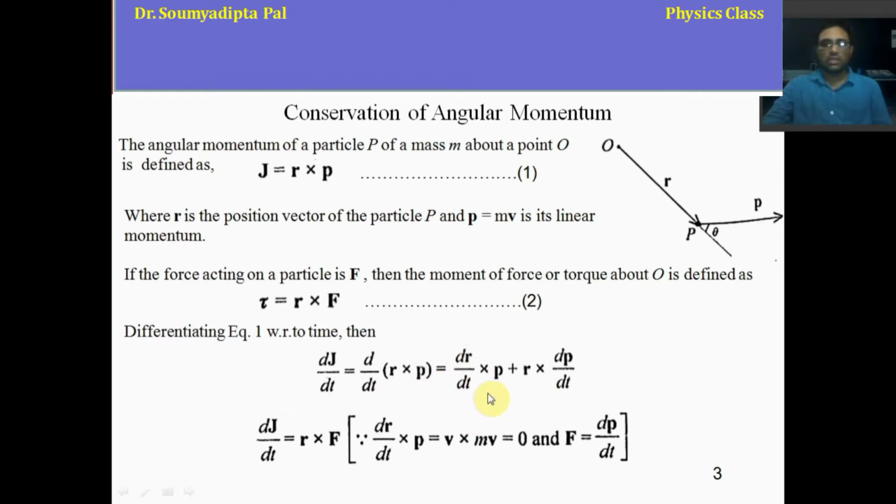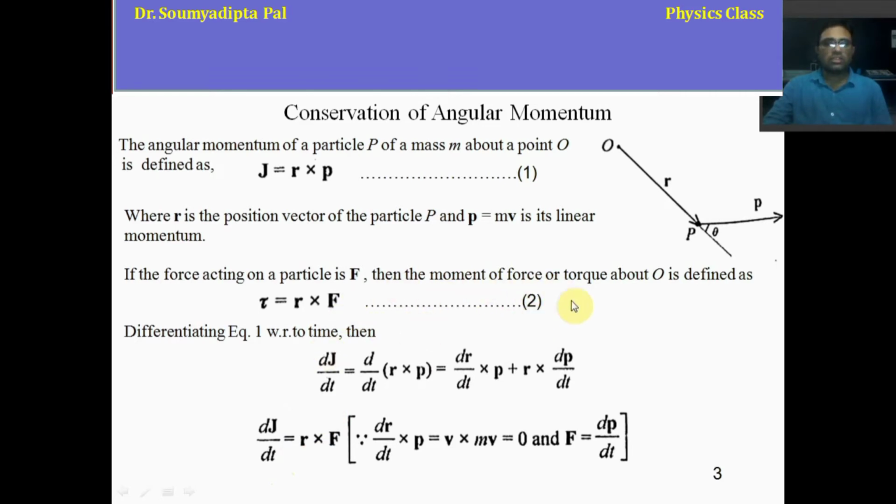So this is v. Now inside this p there will be v, because p equals mv. So v cross v, where m is a scalar quantity. This cross product is of the same vector quantity, the velocity, v cross v, and that gives 0. So the first term is not there in this expression, and dp/dt is the applied force, so we can write force here. So dJ/dt equals r cross F.